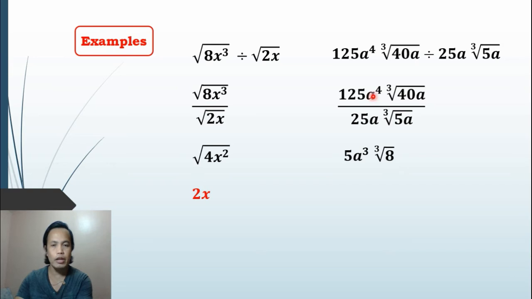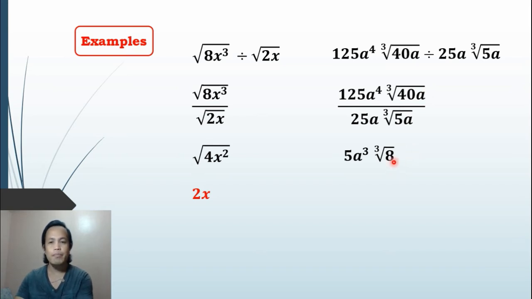Apply the rule in division of polynomials. We copy a. The exponent here is 4 and the exponent here is 1, so we simply subtract 4 minus 1, which is 3. That's why we have the 3. Then in the radical we copy the cube root, since they are both cube roots. Then we divide 40 by 5, which is 8. We have a in the numerator and a in the denominator, both with the same exponent, which is 1. If they are the same, we simply cancel out. So we can cancel out a and a, and we only have 8.